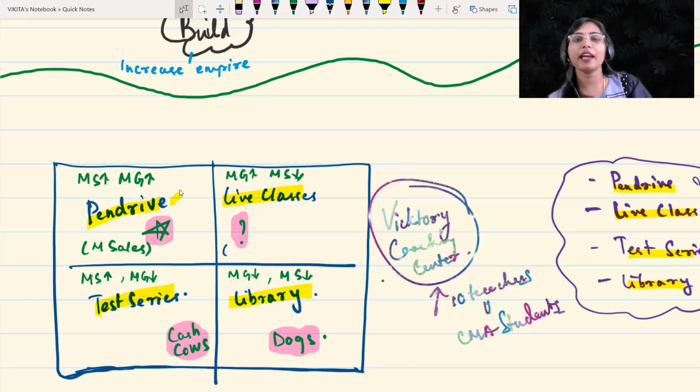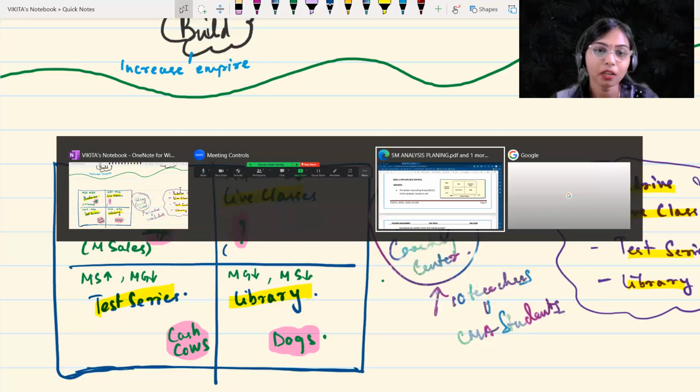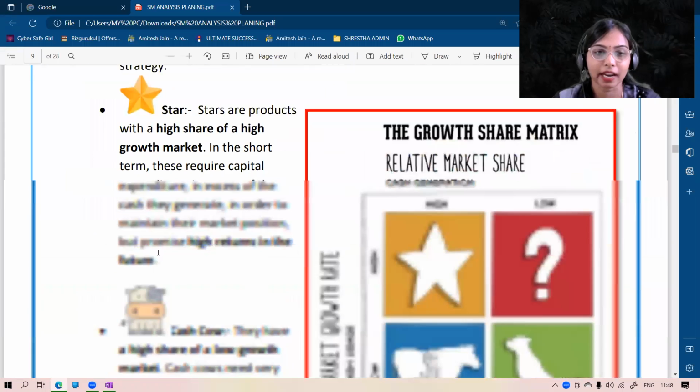Then nowadays no one is going into the self study mode or library mode, where you can see that the growth is less and the share is also low. So the libraries are called dogs. Got it. Now I will show you another example, the Amul example, where you can understand.